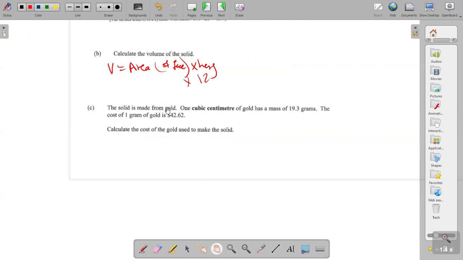The solid is made from gold. 1 cubic centimeters. How do I write cubic centimeters? What does cube mean? What power is cube again? Cubic. When you hear cubic, what's the power?